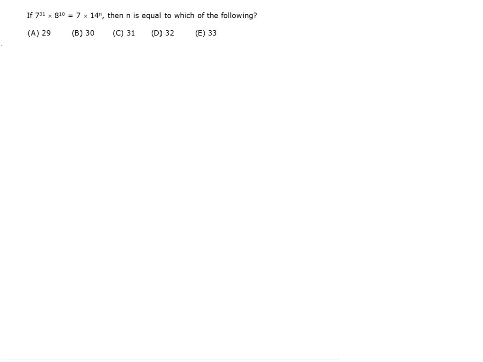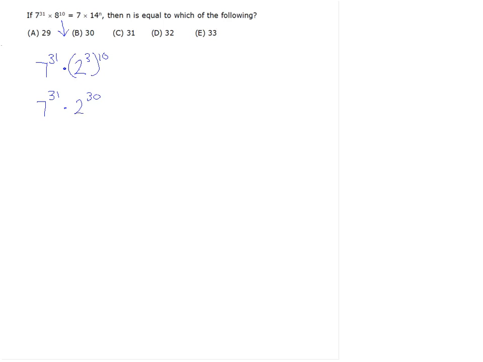So the 7 to the 31, that can't be touched. But the 8 to the 10 can. Now, 8 to the 10, based off of having this memorized, is 2 to the 3rd, so that is 2 to the 3rd to the 10th. And that gives us 7 to the 31 times 2 to the 30th power.